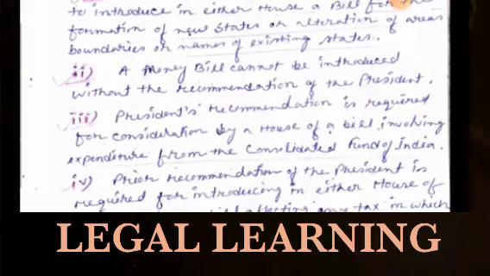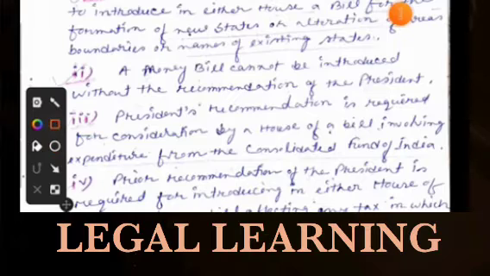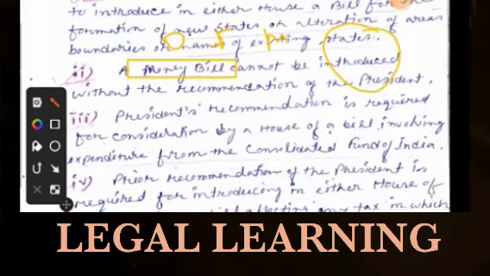A money bill cannot be introduced without the recommendation of the President. This is very important in regard to the money bill. A money bill is different from an ordinary bill. There are three kinds of bill: one is the ordinary bill, another is the financial bill, and the third one is the money bill. So this is the circle. This is the financial bill, and here this circle represents the money bill.